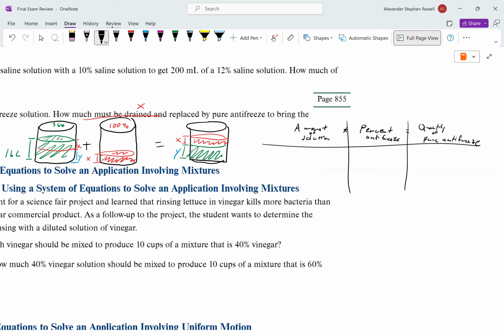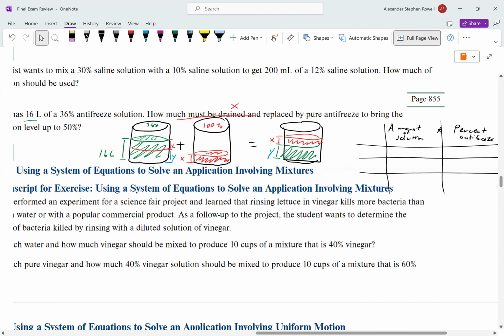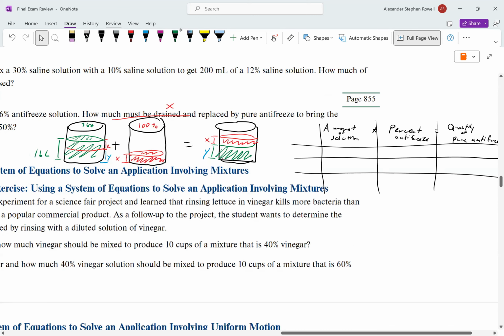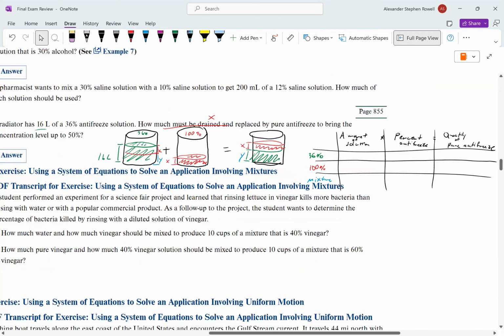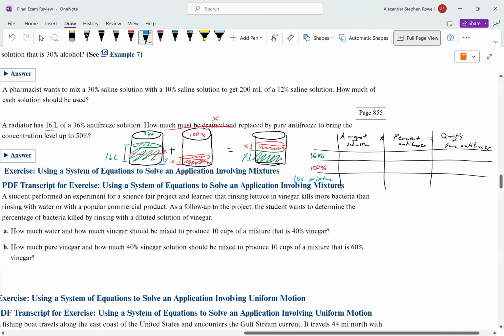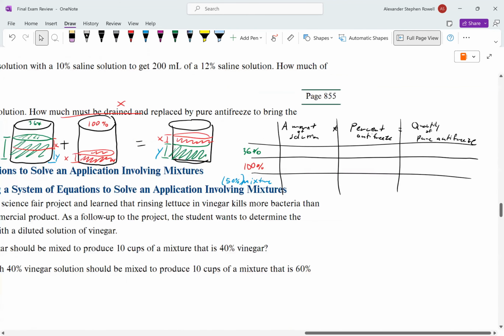Okay, so if you feel comfortable with the chart, you don't have to do it, but it does organize the data. So the first two rows will be what we're mixing together. I'm mixing together a 36% antifreeze solution with a 100% antifreeze solution to get some combined mixture. And that mixture, it tells us, is 50% antifreeze. Okay, any questions about this so far?